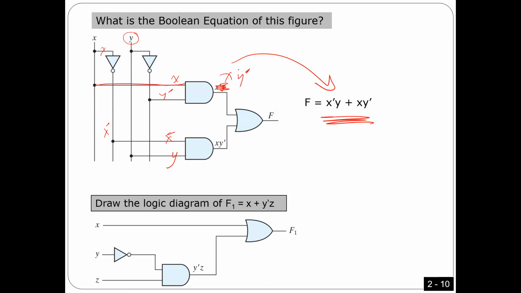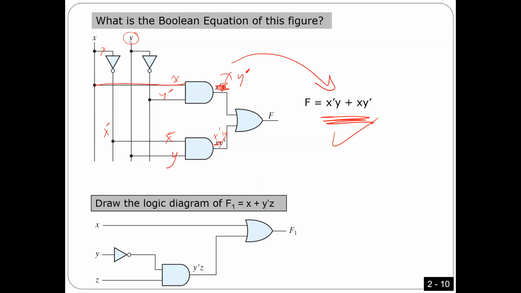y prime. Okay, and this one here is coming from x prime and y. So here x prime and y. Is that okay? This one is okay, but I just switched it. So here the input is x, the input is y prime, and x prime, x prime and y, and then x prime y, and then 4. So this one is okay.